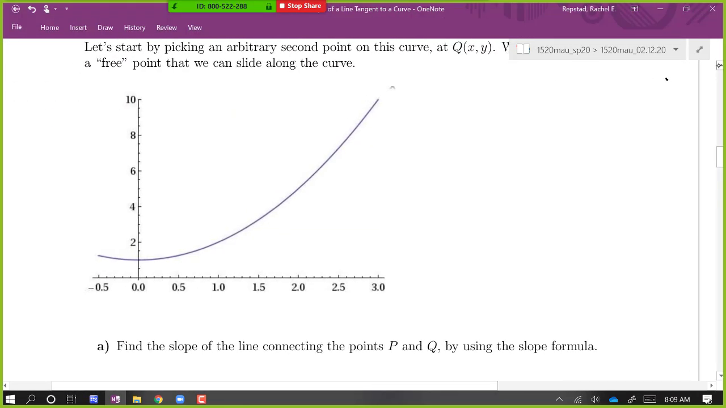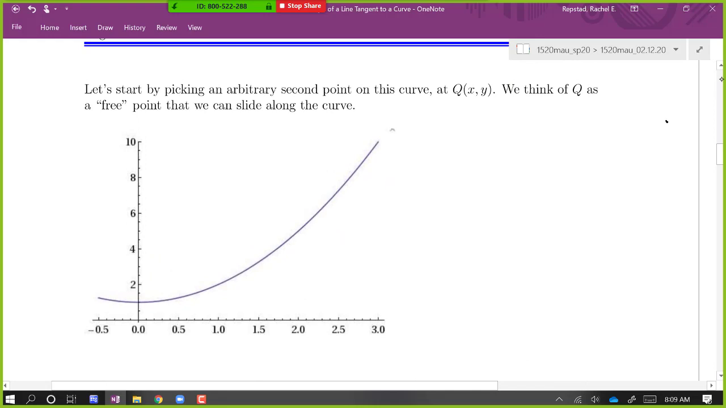And here I've just zoomed in on the first quadrant part of the graph. It's still the function y equals x squared plus 1. We're still interested in the point (2, 5). That's our point P. But now I'm going to pick some other point. I'll throw it up here. I'll call this point Q.